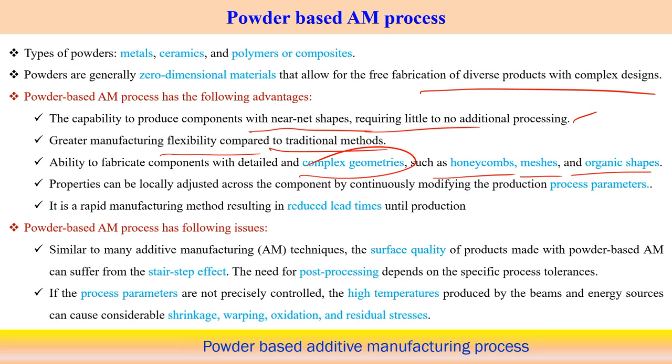And properties can be locally adjusted, so local properties can very easily be adjusted using powder based technology by continuously modifying the production process parameters. So if we change the process parameters, for example the deposition rate or the speed of deposition, all can matter here, and we can locally vary the component using this powder based technology.